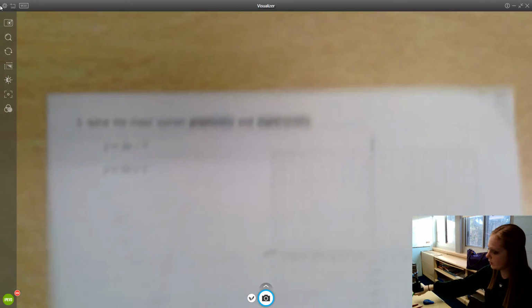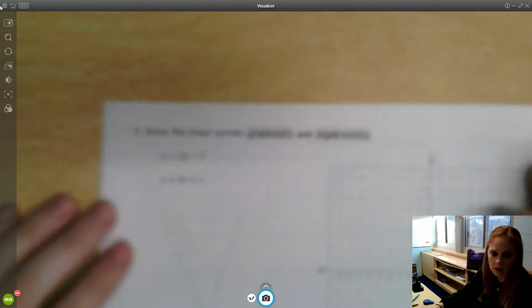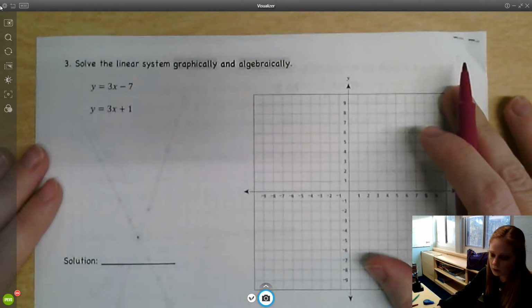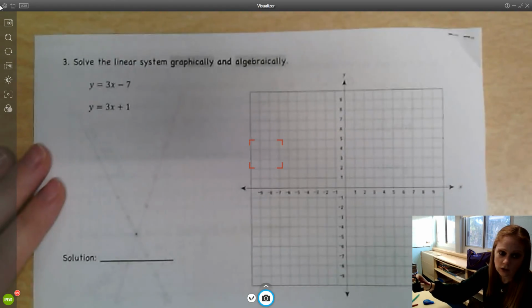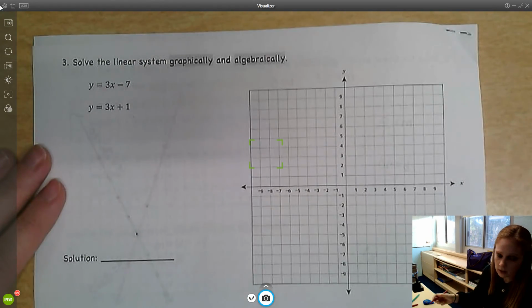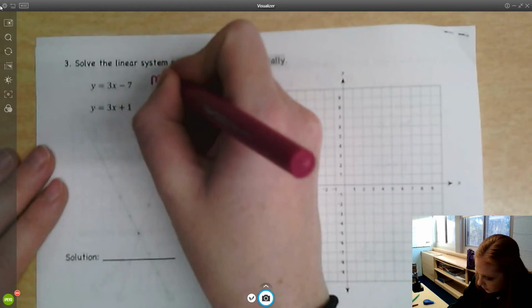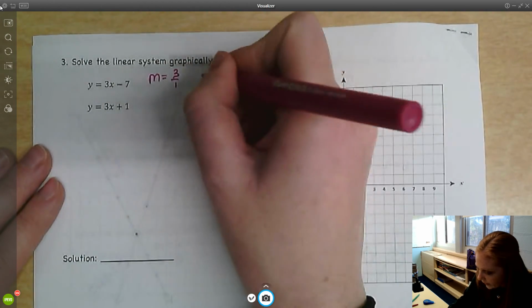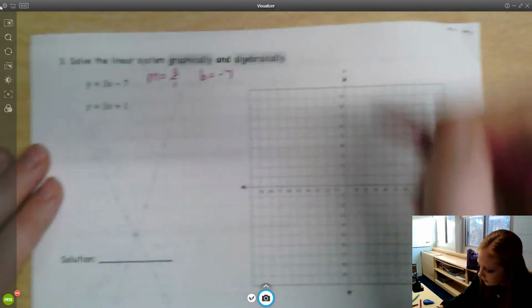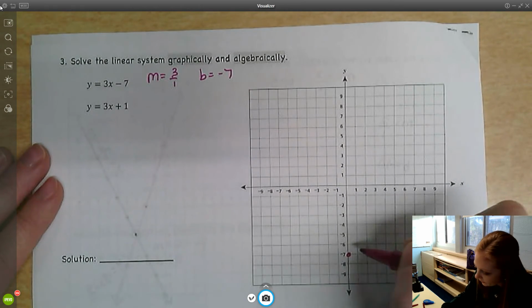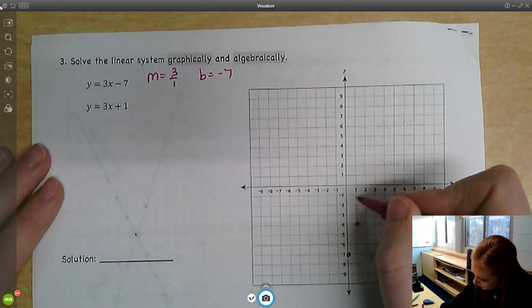Okay, we're just going to do one more together. Again, let's start by solving graphically as review. Okay, so the first one, our slope is 3, or 3 over 1 we can write it as, and our b is -7. So I'm going to begin at -7 and then go up 3, right 1.